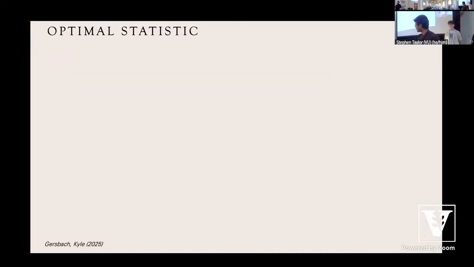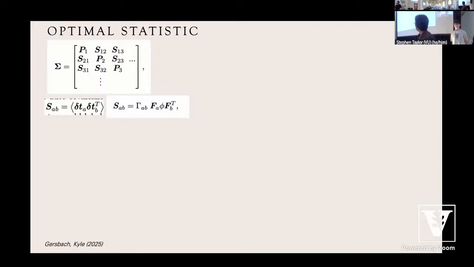So I have a slight derivation. I took everything from Kyle's paper. Essentially, when you write out the likelihood, you have the covariance matrix up on top, and you have a bunch of submatrices that correlate the residuals with one another. For example, SAB, one of the submatrices, is the expectation of residual A times the residual of B.